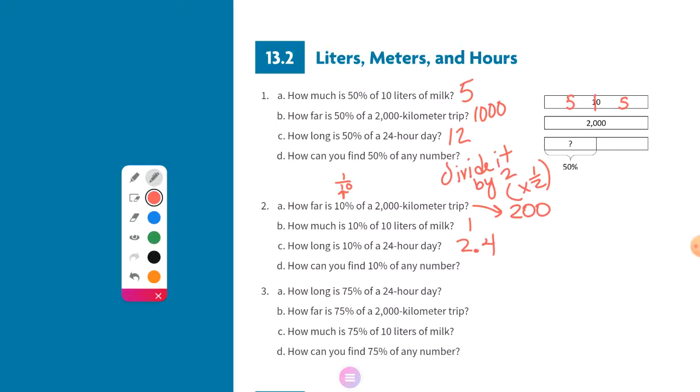How can you find 10% of any number? Well, what math are we actually doing? Dividing by 10. But since it's a power of 10, we can just move the decimal place. Divide by 10, and in parentheses, I'm going to put times 1/10.